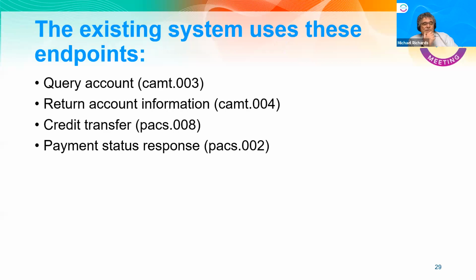So the existing system then uses the following endpoints. It uses CAMT 003 and 004 to do account lookups, which is good. It uses PAX 008 and PAX 002 to do a credit transfer, which is also good. But you'll notice that it doesn't currently have an agreement phase. We'll talk about how we might address that in a little bit.